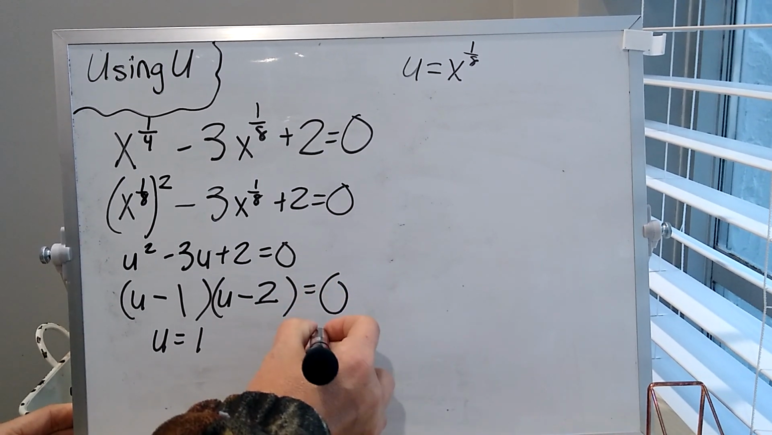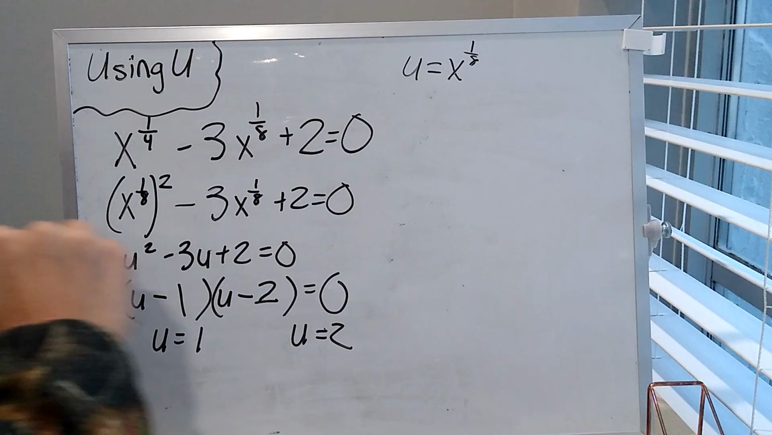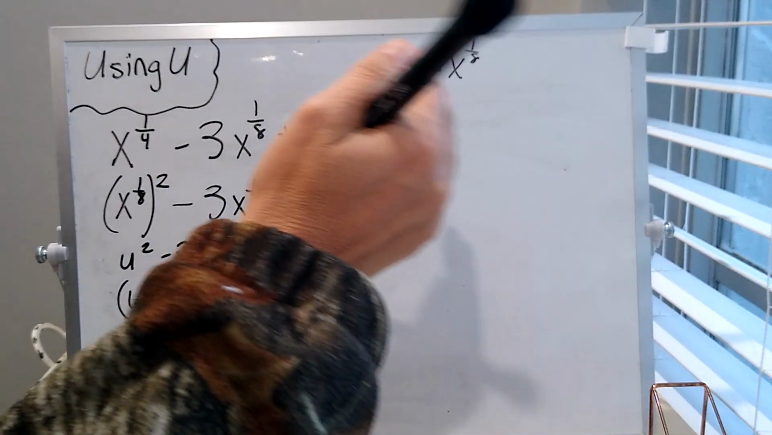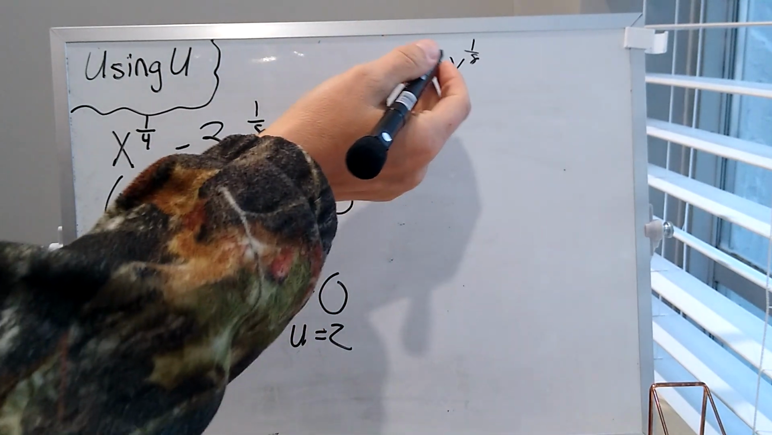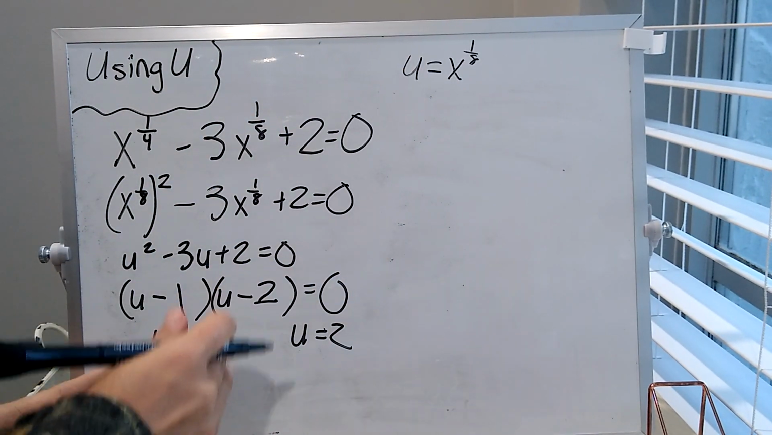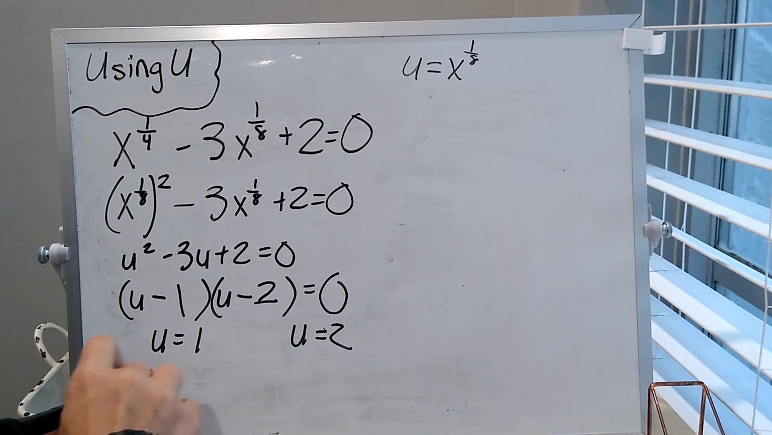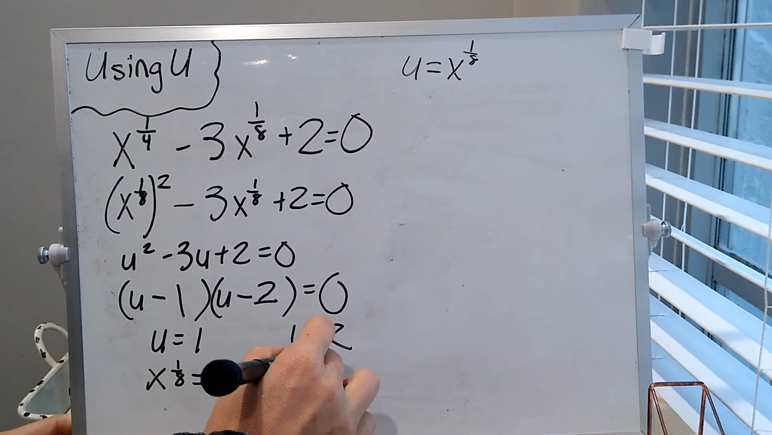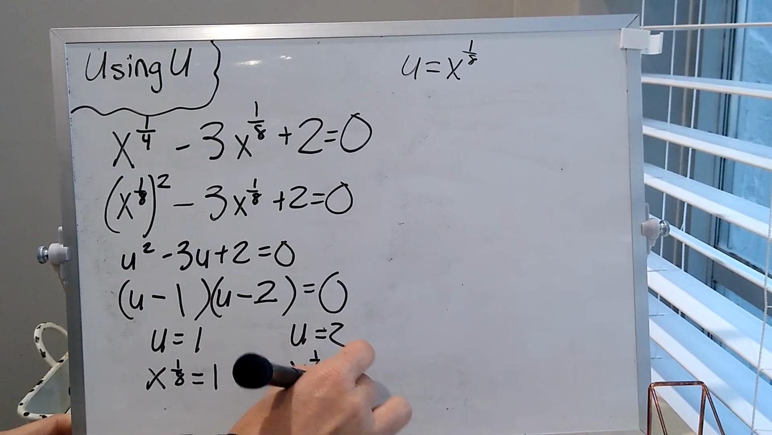But we're not solving for u. We're solving for x. So we need to go back to where we set u to equal x with its exponent, which is x to the 1/8. So we're going to substitute that back in. x to the 1/8 equals 1. x to the 1/8 equals 2.